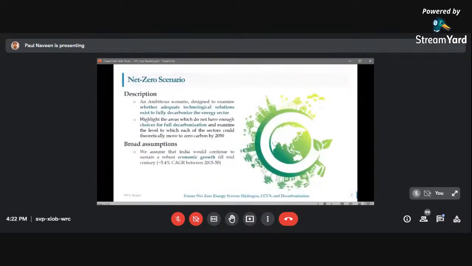So, what is the net zero scenario exactly about? It's an ambitious scenario designed to explain whether the resources which we have currently can be exploited in a full-fledged, optimized way with the available technology today, whether we can get it done. That is what the major thing is about.